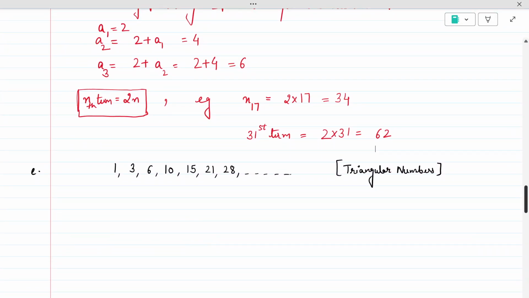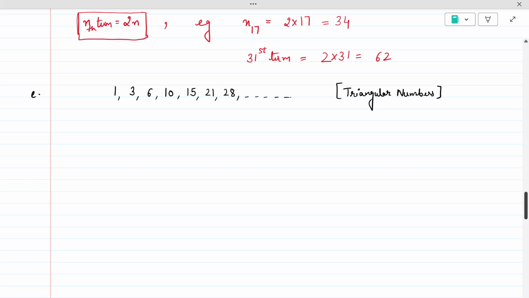The next series which is given here is called the triangular number series. Okay, so let us try to find out how this series is formed first. Here we can see the first number is 1. So at first position we have 1. At second position we have 3. At third position we have 6. Fourth position we have 10. Fifth is 15. Sixth is 21. Seventh is 28 and so on.